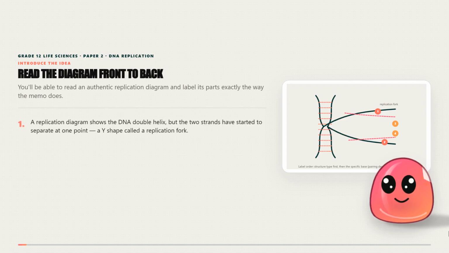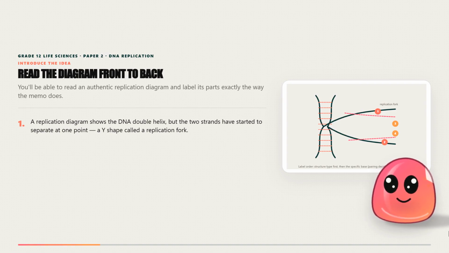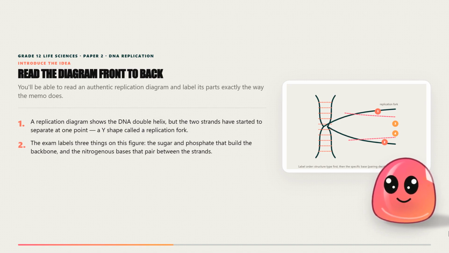Now look at the diagram itself. You see the double helix, but the two strands have started to separate at one point. That Y shape is called a replication fork. The exam will ask you to label what is shown.